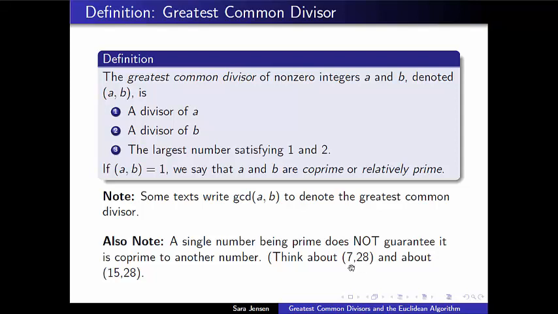So one of these numbers being prime doesn't automatically guarantee that you have a coprime relationship. And it gets worse, because on the other hand, you can have two numbers, neither of which is a prime number, but where the relationship between the two numbers is coprime. For an example of that, let's think about 15 and 28. 15 is 3 times 5, 28 is 7 times 4. The only thing that divides both of them is the number 1. So neither 15 nor 28 is a prime number, and yet these two numbers are coprime to one another. Just be cautious of that as you're thinking about greatest common divisors.